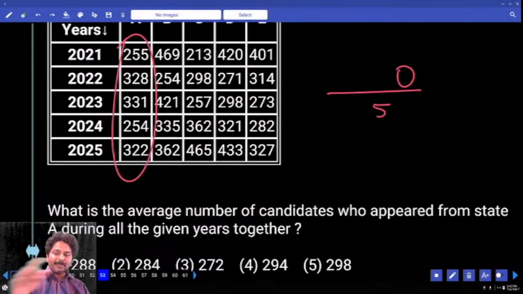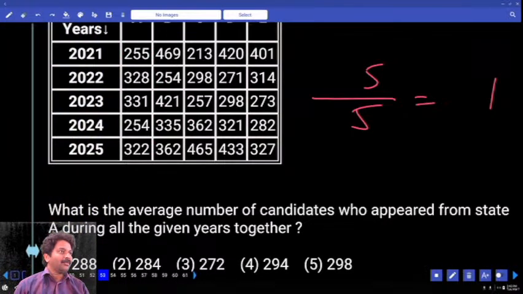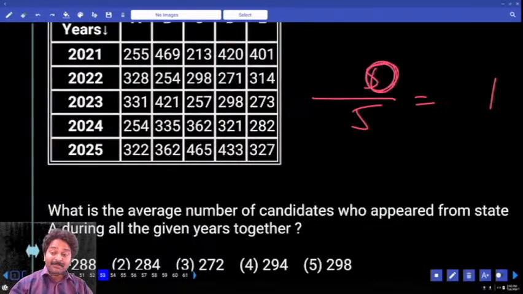You cannot say that if the numerator ends with 5 and the denominator is 5, the answer ends with 1. No. Any odd multiple of 5 ends with 5 only. Any even multiple of 5 ends with 0 only. So don't go with last digit verification if it is divided by 5.